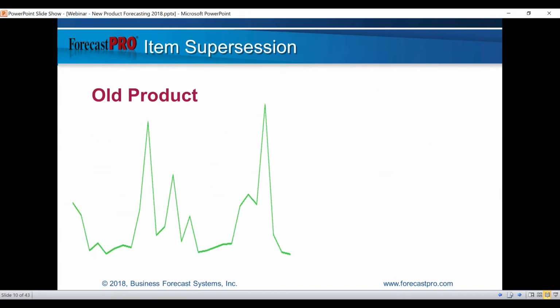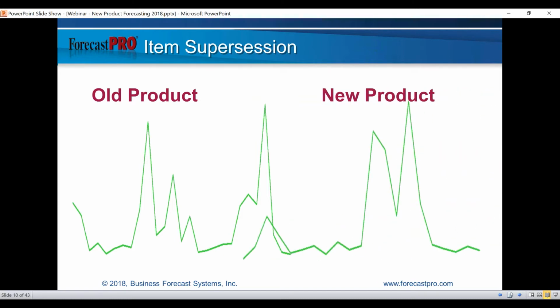So we're going to take a quick look at what's really going on behind the scenes in item supersession. What we're looking at here is sales for a product that is being phased out. So this is the product that's being replaced. And here we're adding in the sales for the new product. And you can see that there are a few time periods here where the products overlap. So this is kind of that transition period.